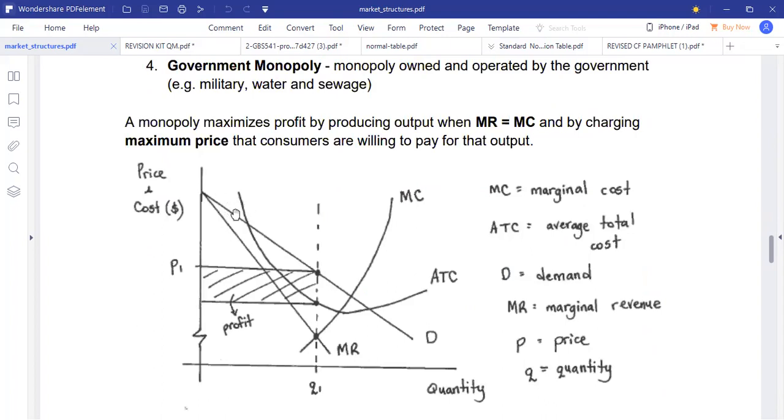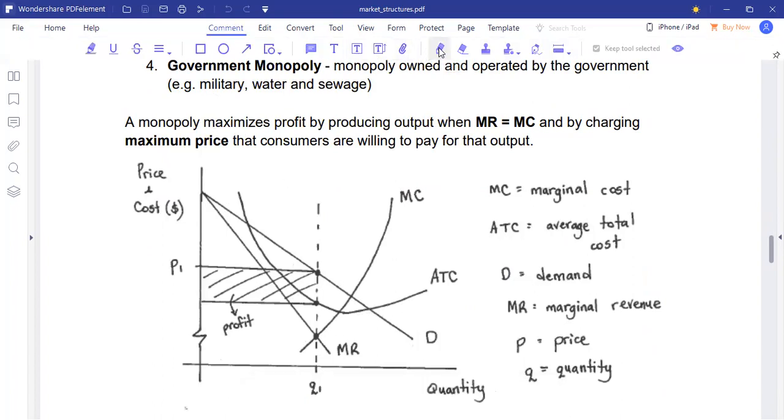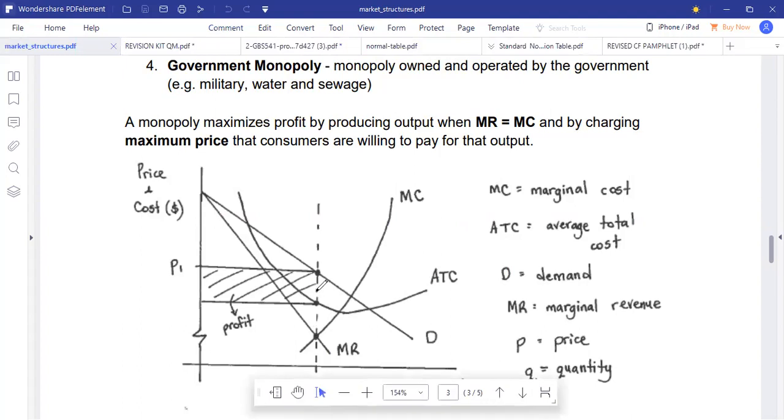For a monopoly, the marginal revenue is half of the average revenue. This demand is our average revenue. As usual, the marginal revenue cuts in between our average total cost. So where the marginal revenue and the marginal cost meet, that's where you maximize profit. So marginal revenue and marginal cost meet here. You draw your line there, where it meets the average total cost. So this is what we call the abnormal profit.